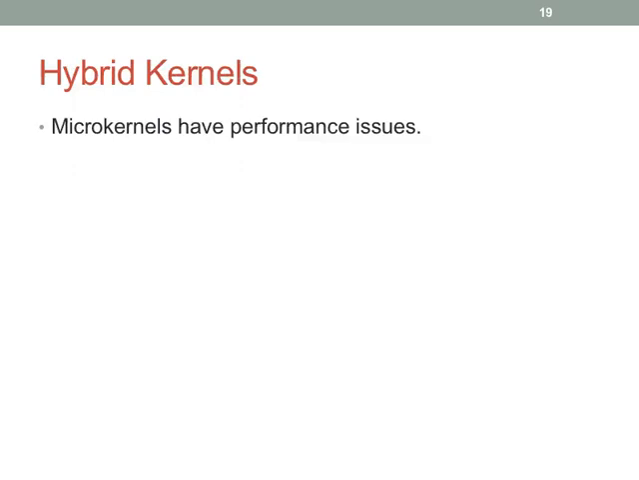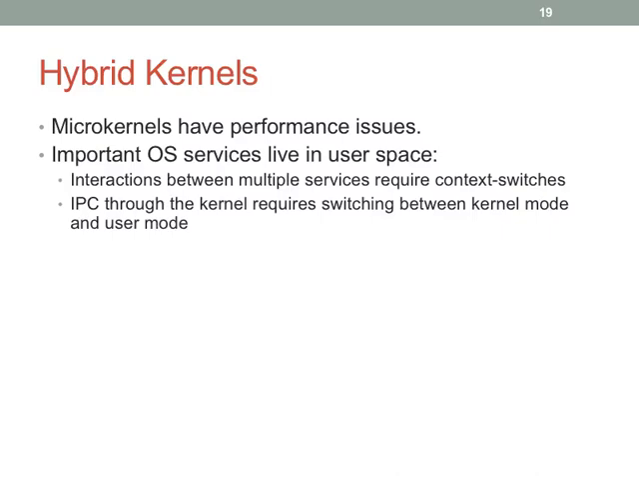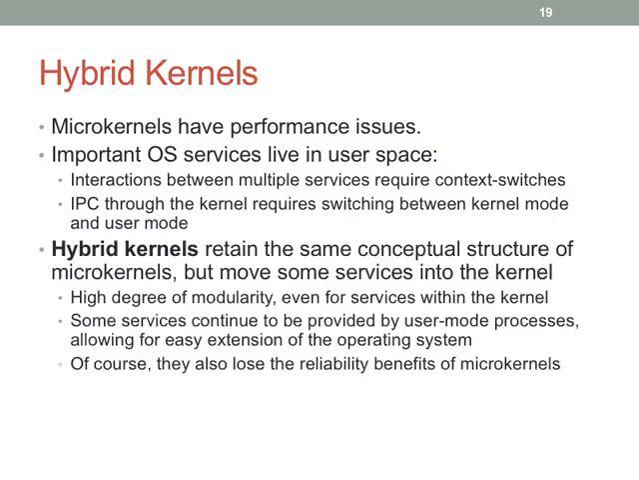Okay, so we said microkernels are awesome and reliable, except they're really slow. Monolithic kernels are fast and giant balls of mud and fragile. Okay. So given that we have these two extremes, you can imagine that there's some blending of these that one could achieve. So like I say, important OS services live in user space. So if I'm having to interact between these services, then that's going to require IPC and context switches.